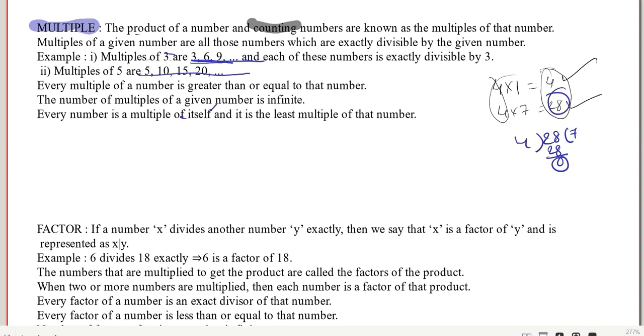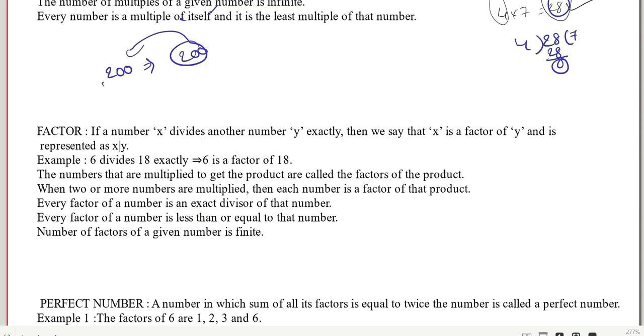Okay, if anybody asks you what is the least multiple of 200, it means 200 itself is the least multiple of itself. So this is about multiples. Multiples means the products of a number with all the counting numbers. How many multiples are there for any natural number? Infinitely many. And what is the least multiple of a given number? That number itself. Okay, these are the main concepts that you need to remember.